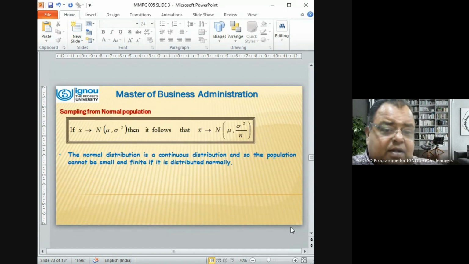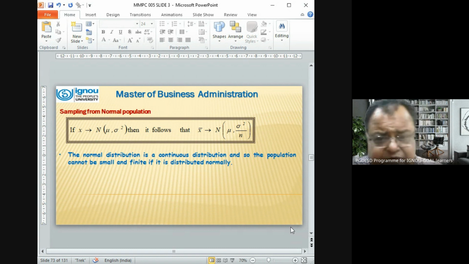Sampling from a normal population. This is basically denoted as X tends to N(mu, sigma square). We will be considering this only. Then it follows sigma square. But see the change? X bar has been calculated as N(mu, sigma square by n). The normal distribution is a continuous distribution, and so the population cannot be small and finite if it is distributed normally.